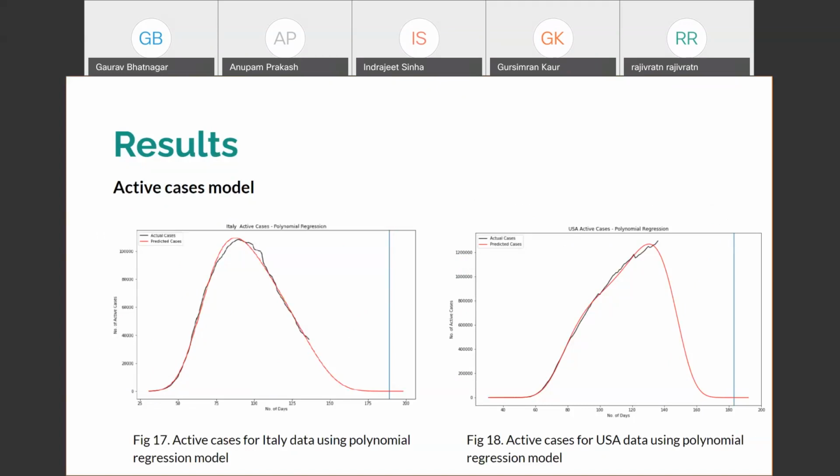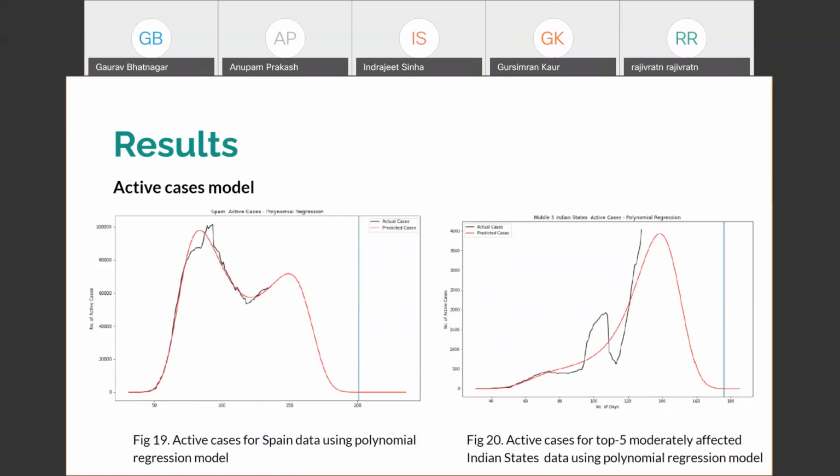If we talk about Italy, the peak had already occurred by then, so it could converge. But for countries like USA, in which the cases were still increasing by then, ANN was not converging. So we kept going with polynomial regression.